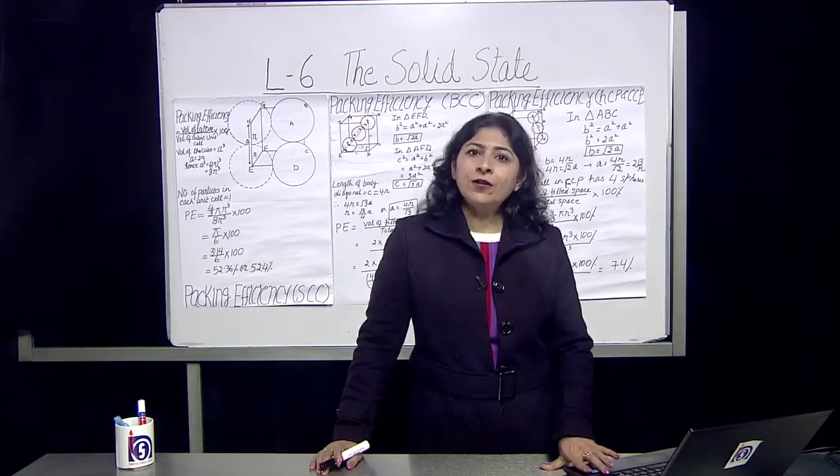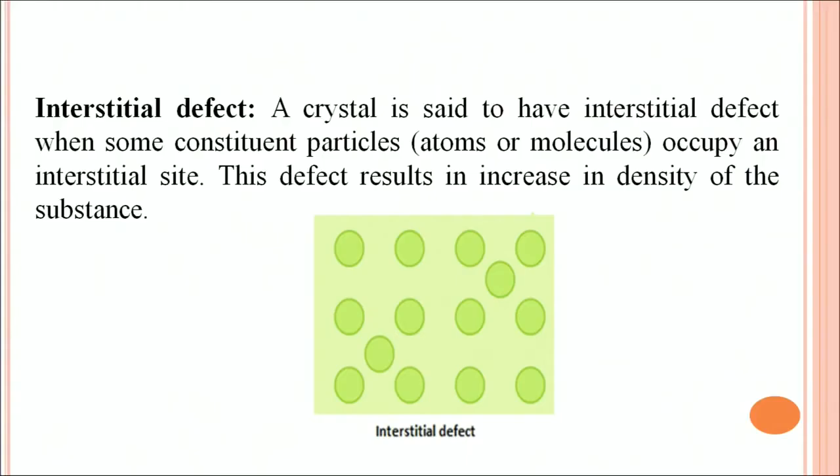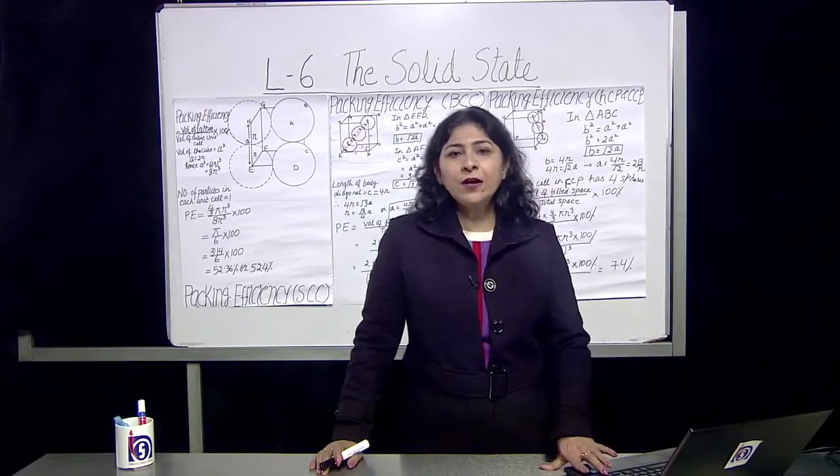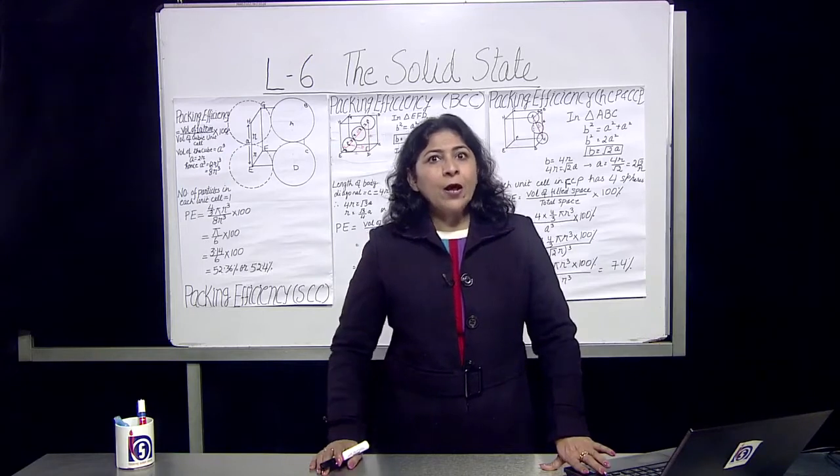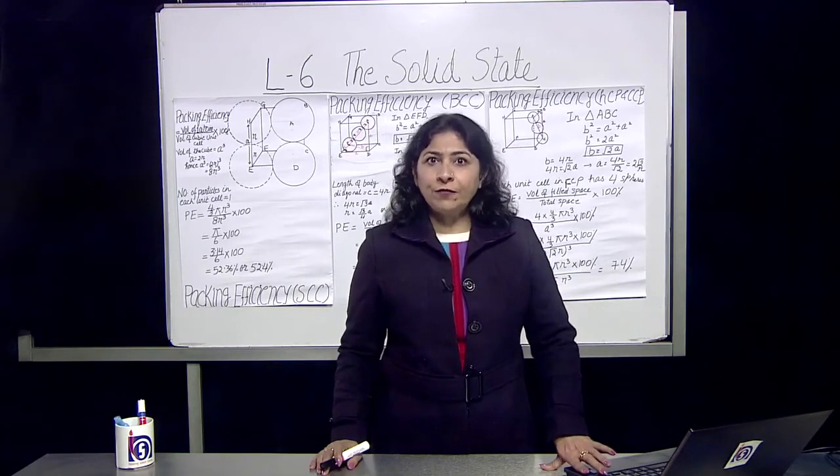Then interstitial defect. A crystal is said to have interstitial defect when some constituent particles, either atom or molecule, occupy an interstitial site. So, this defect results in increase in density of the substance because it is taking an interstitial site. Now, then we have a Frenkel or a dislocation defect.